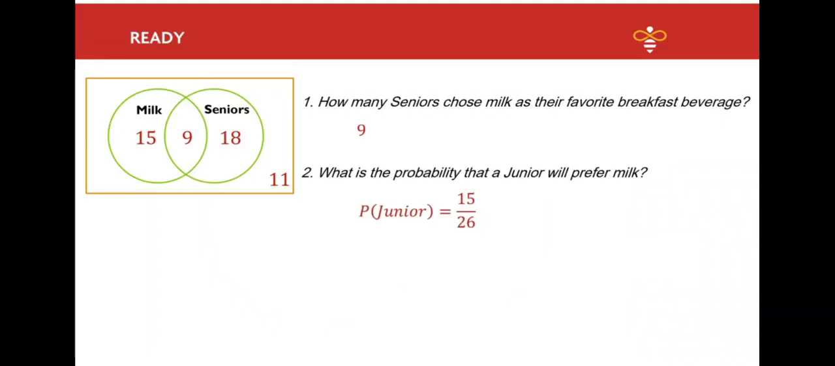Notice that the 26 total juniors come from the 15 juniors within the milk circle, plus the 11 outside both the senior and milk circles, which means these are the juniors who prefer orange juice.